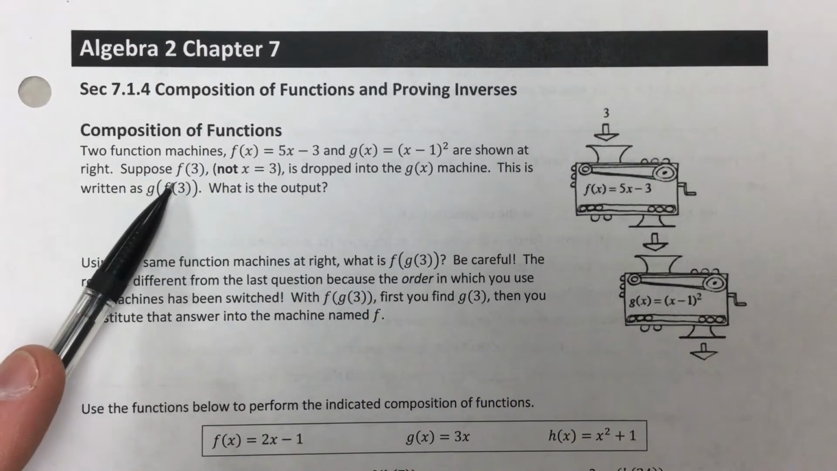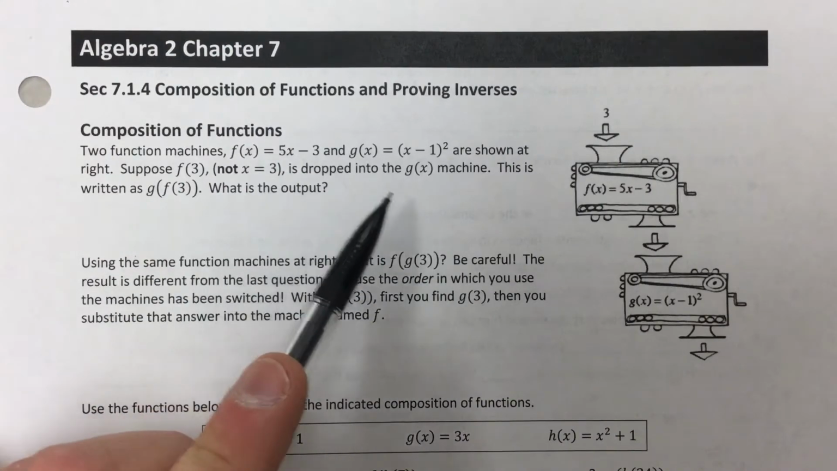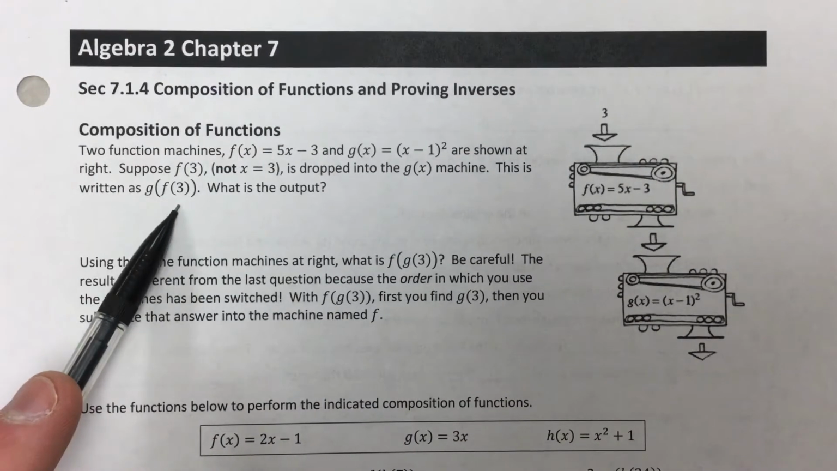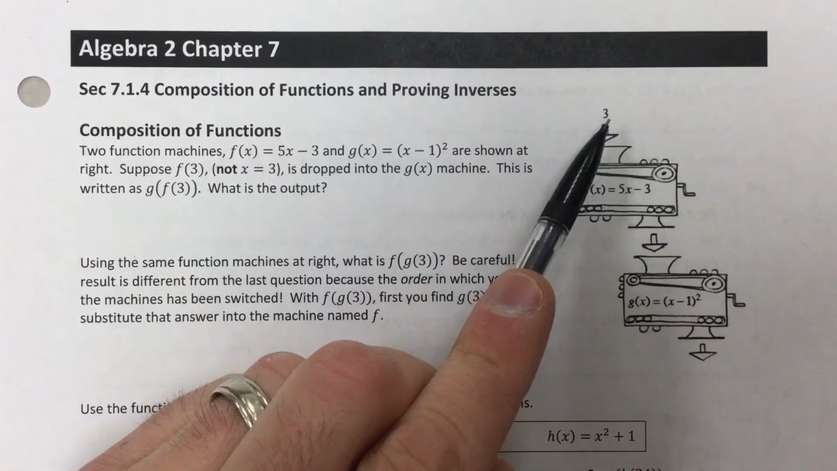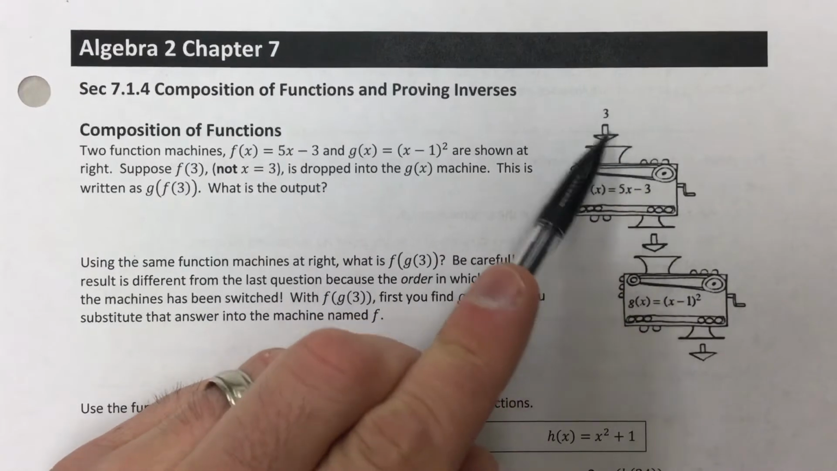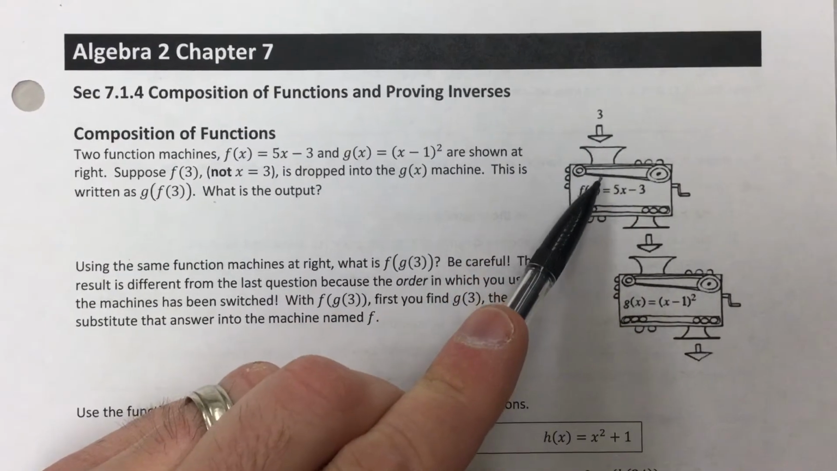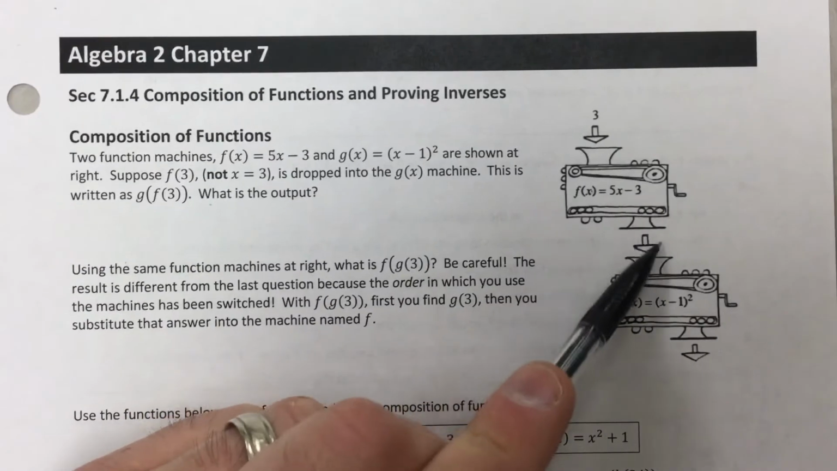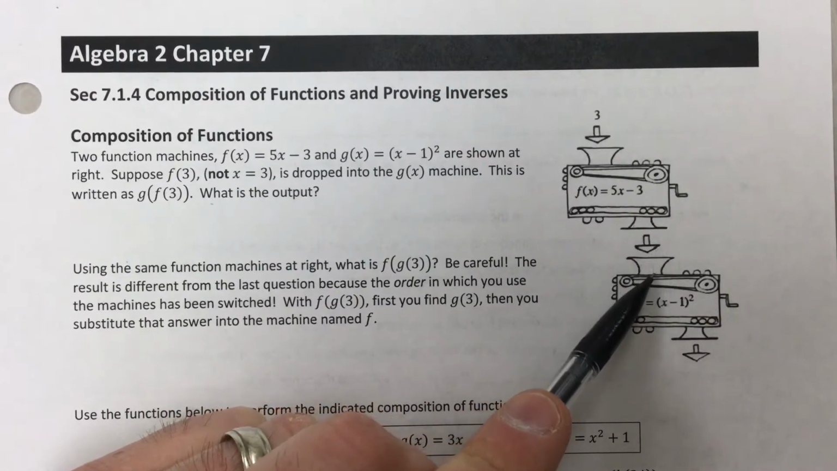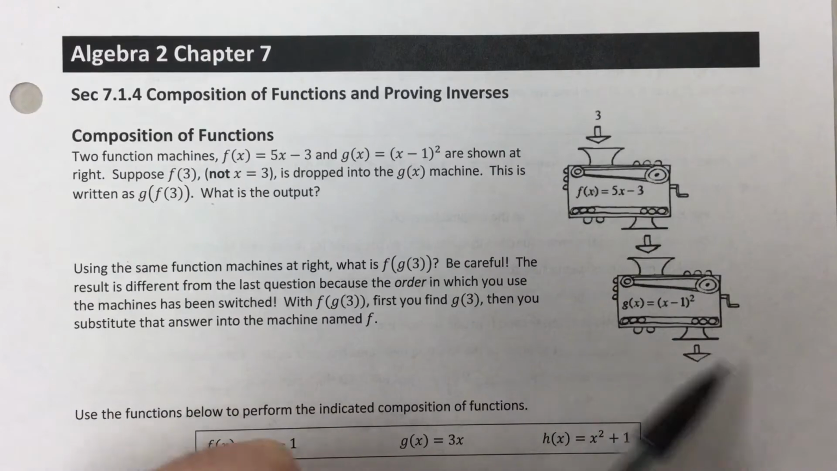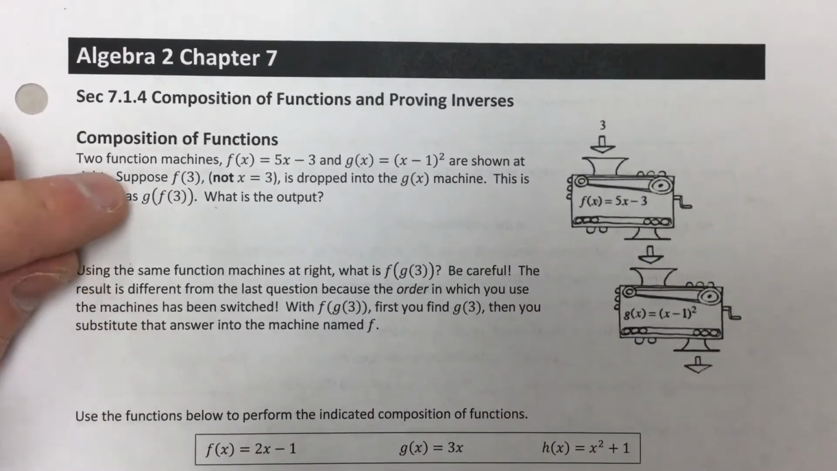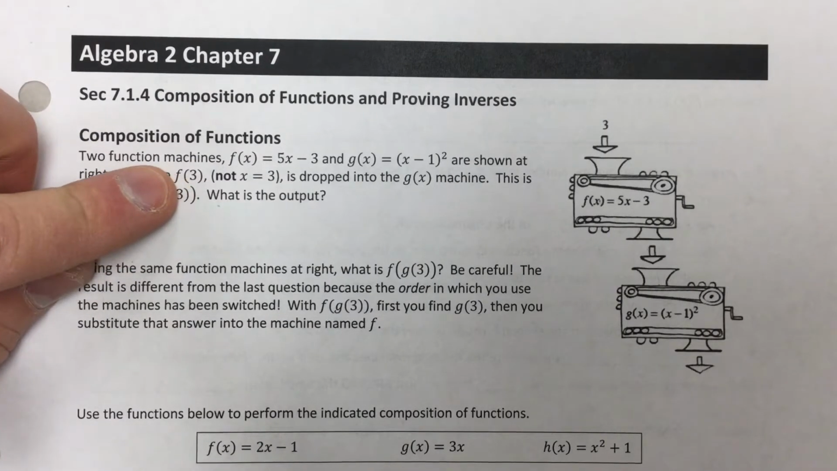Suppose f of 3, not x equals 3, is dropped into g of x. This is written as g of f of 3. What is the output? So if you notice, we're putting 3 into the input of the f function. Whatever that output is then gets put into the g function, and then we're going to see what our answer is. So when you're doing a problem with these compositions, always cover your finger up and slowly move to the left.